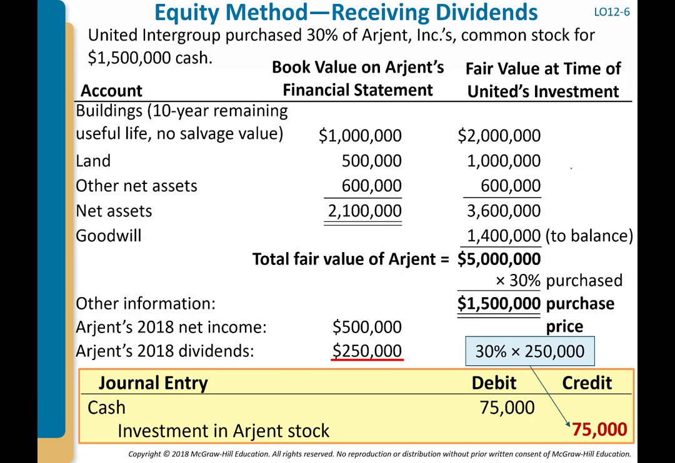So they debit the cash for the $75,000. They credit the investment in stock, excuse me, they credit the investment account. So if you're ever trying to figure out the investment account, it's the beginning balance plus our share of the subsidiary's net income minus our share of the subsidiary's dividends. And that's what goes into the investment account. Or that should be the balance, I should say, of the investment account.